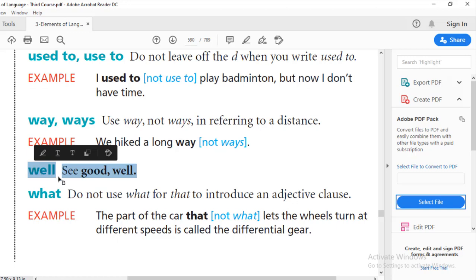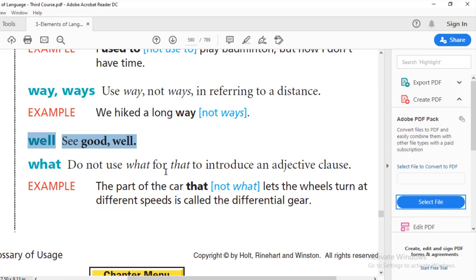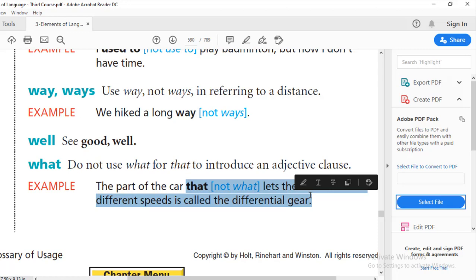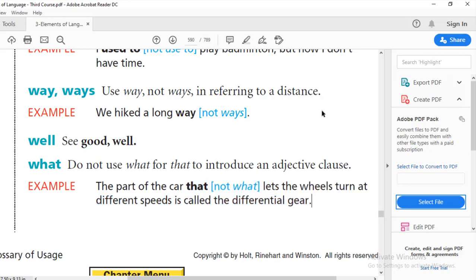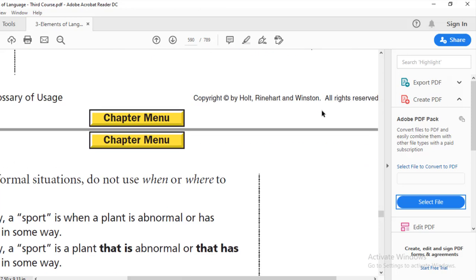Here he's telling you don't use "what" instead of "that" to introduce an adjective clause. So whenever you have an adjective clause, he's telling you don't use "what" instead of "that." So the correct one must be "that." Let's read this example: "A part of the car that..." So here don't choose "what." So: the part of the car that lets the wheels turn at different speeds is called the differential gear, right? So here use "that," not "what."